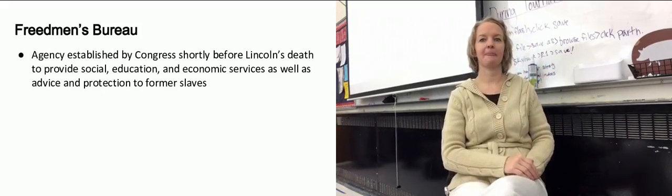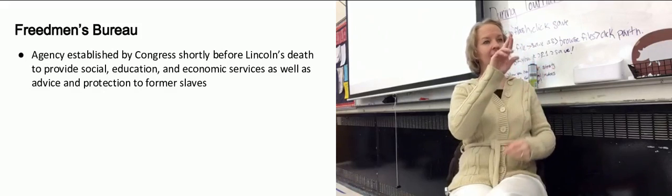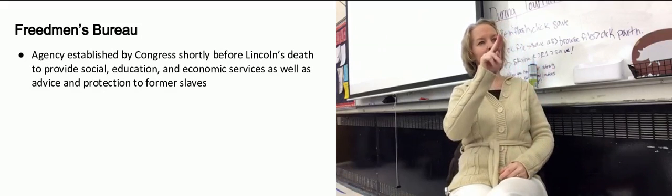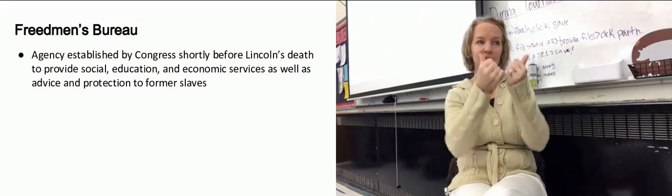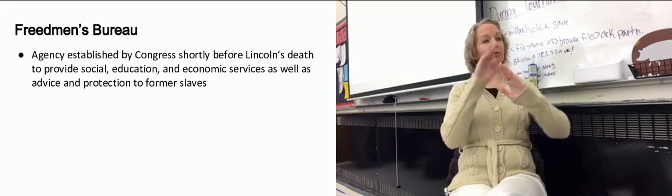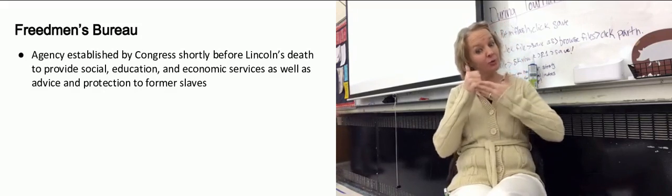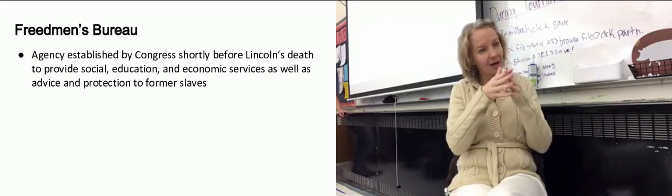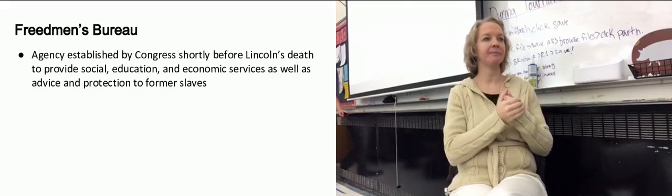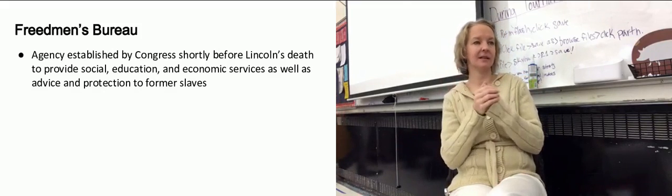So the positive of Andrew Johnson's presidency is going to be the Freedmen's Bureau. If you will highlight that this is an agency, and then protection to former slaves. Basically, this agency is going to attempt to help African Americans out. It turns into the Civil Rights Commission after the 1960s. But this is where you're going to get all those schools and people attempting to help those rights.